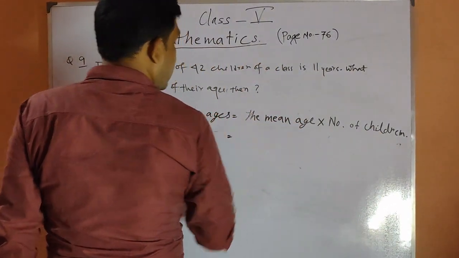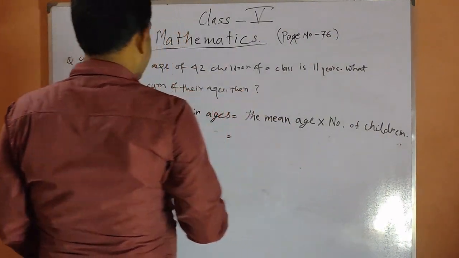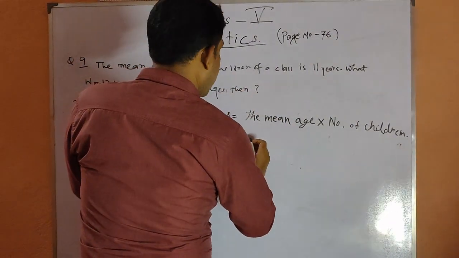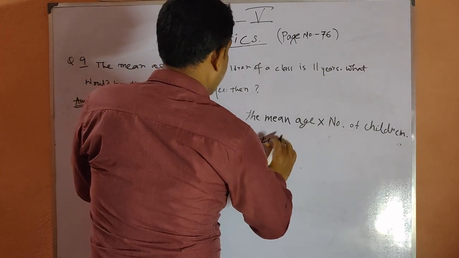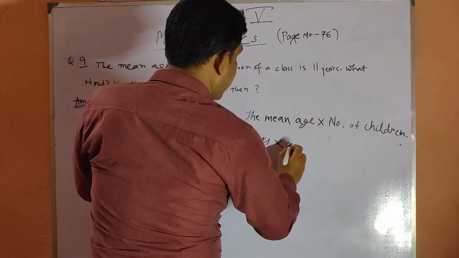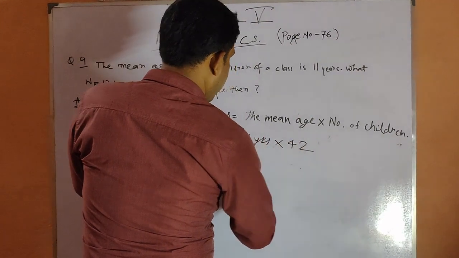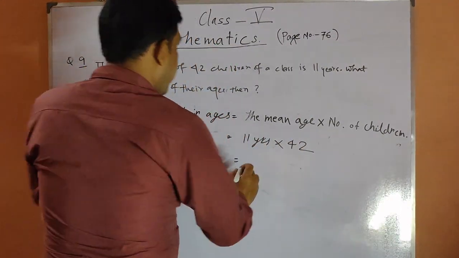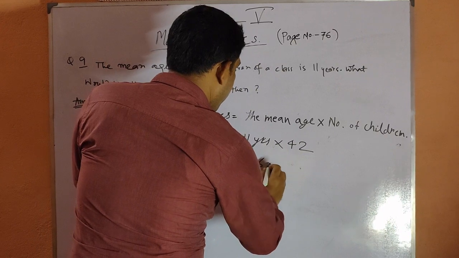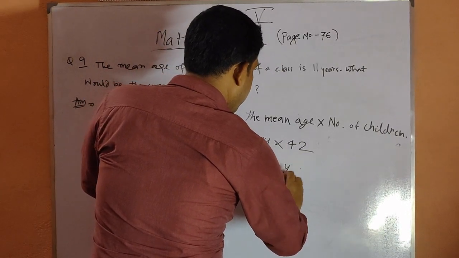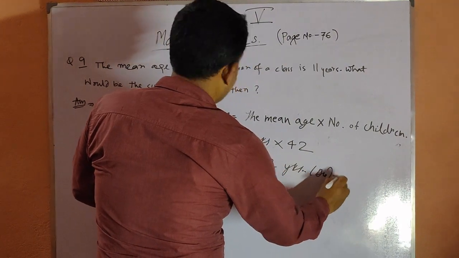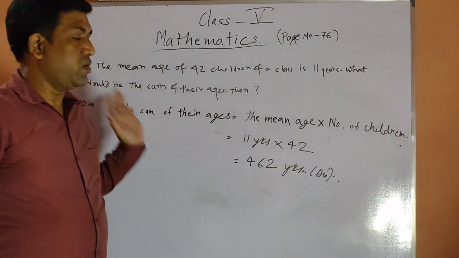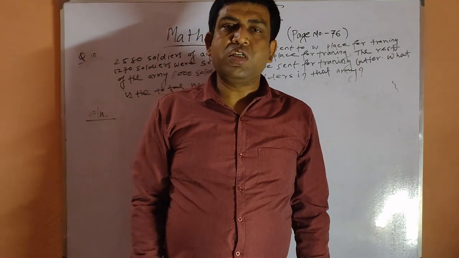Okay, the mean age is given here. The mean age is here 11 years. The number of children is 42. That means into 42. That means 462 years is the sum of their ages. Okay, this is the sum of their ages.